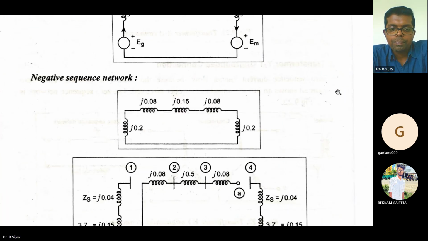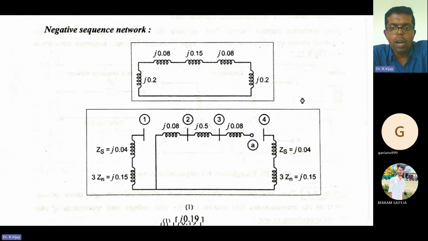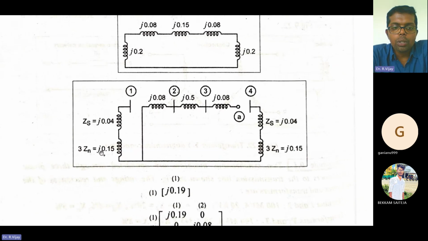So here what we need to do is 3 into Zn. 5% means 0.05, that is 5 divided by 100. So 3 into Zn means 0.05 into 3, which is J into 0.15. Take your scientific calculator and just calculate 0.05 into 3. So here you need to mention 3 into Zn. This is the formula.